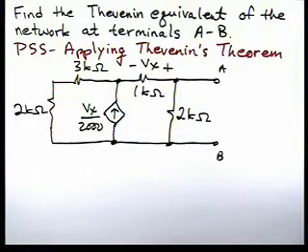In this problem, we're going to find the Thevenin equivalent of the network at terminals A and B. We're going to use a problem-solving strategy entitled Applying Thevenin's Theorem.